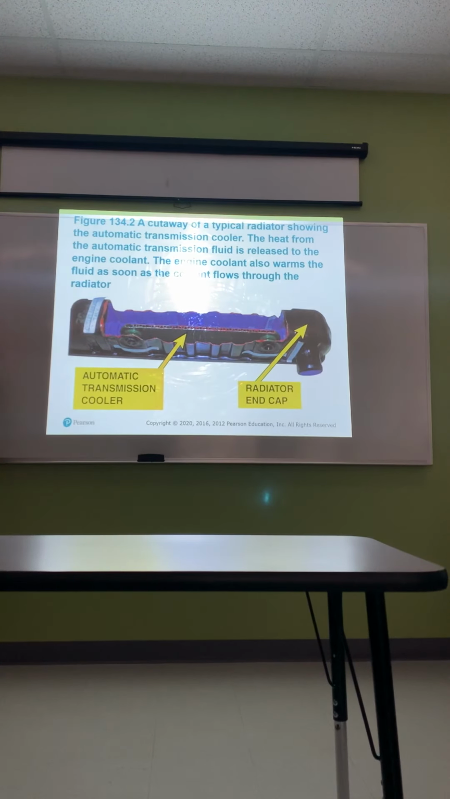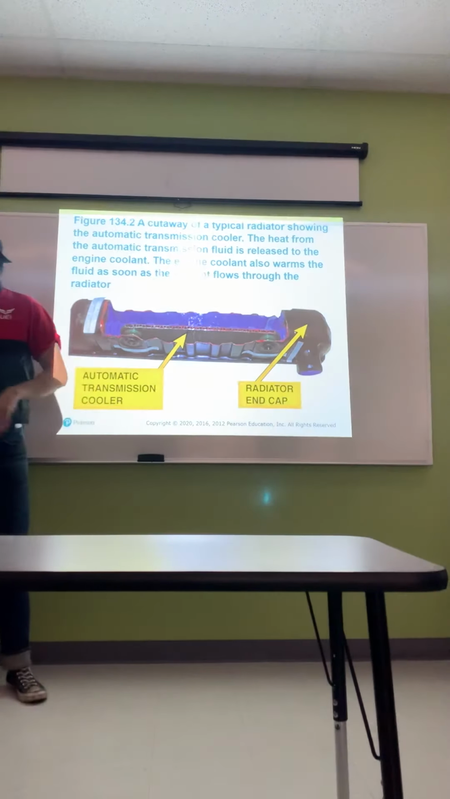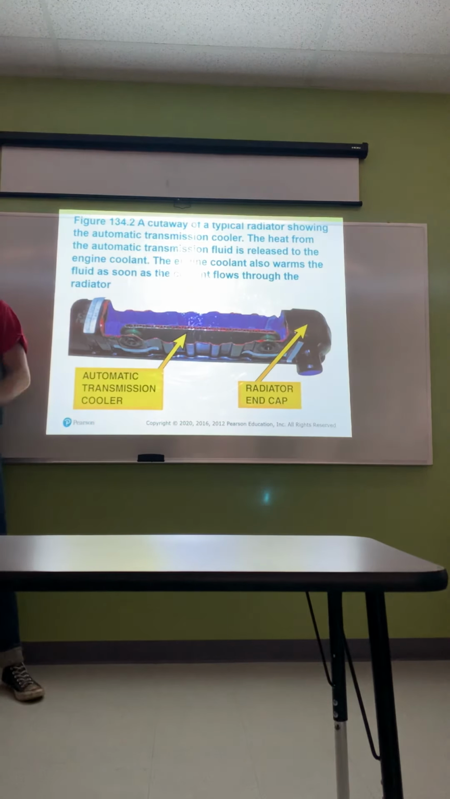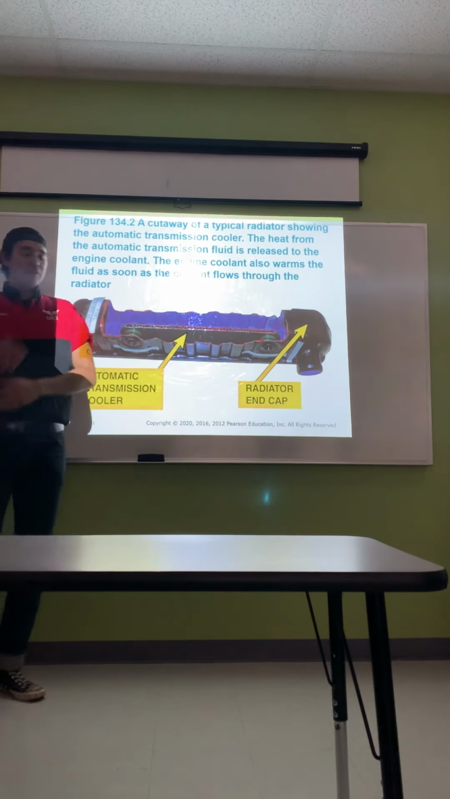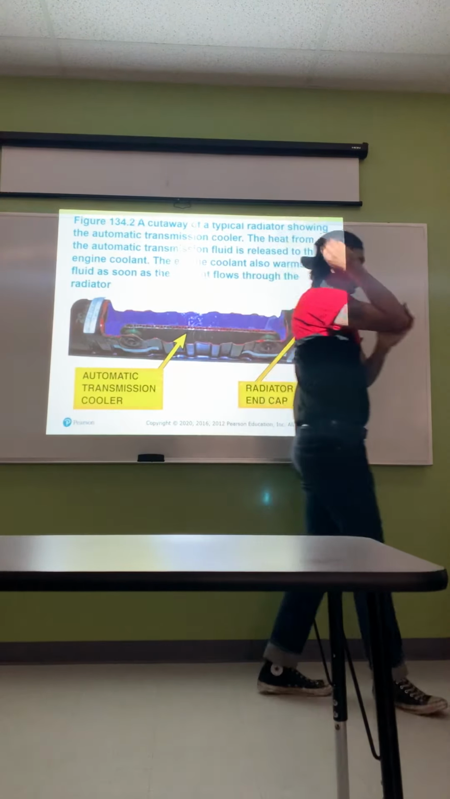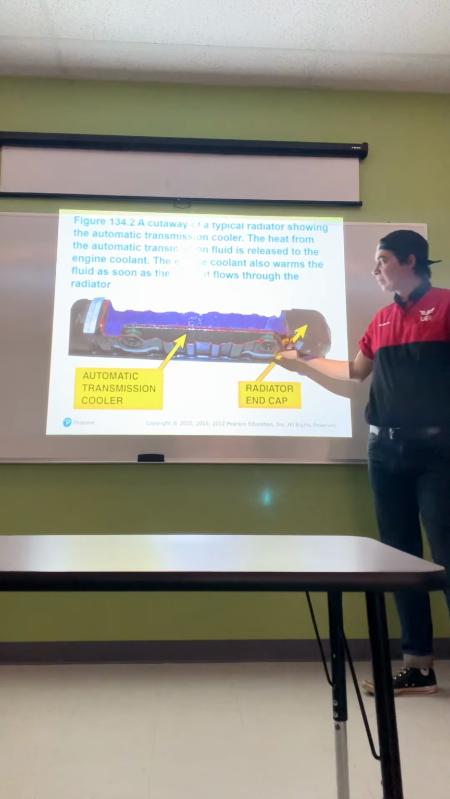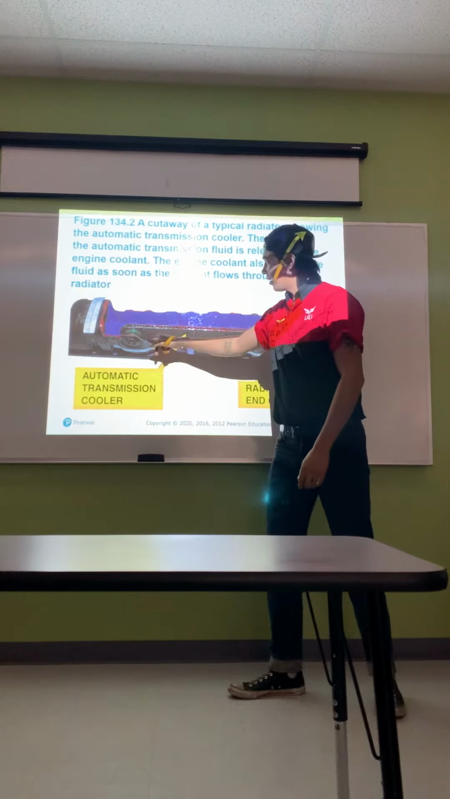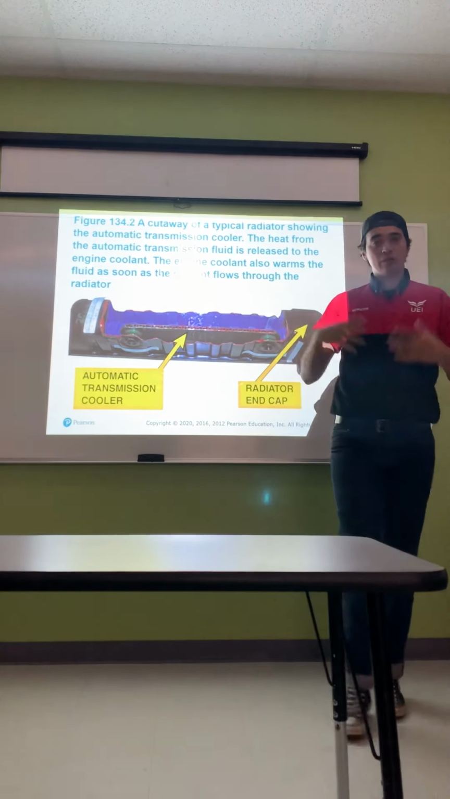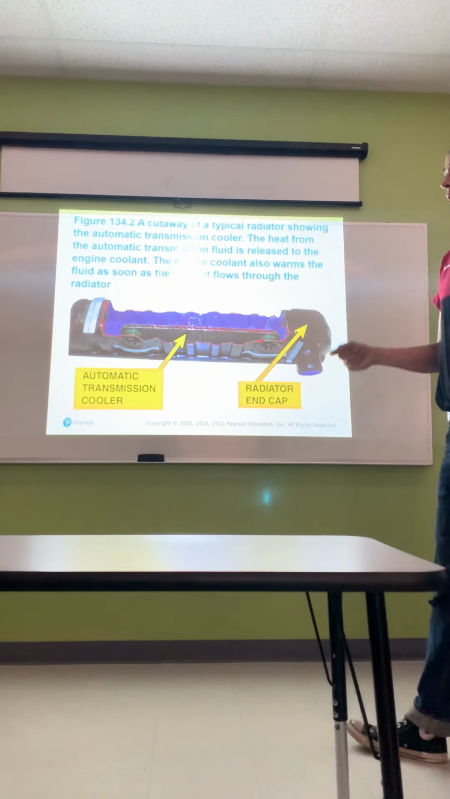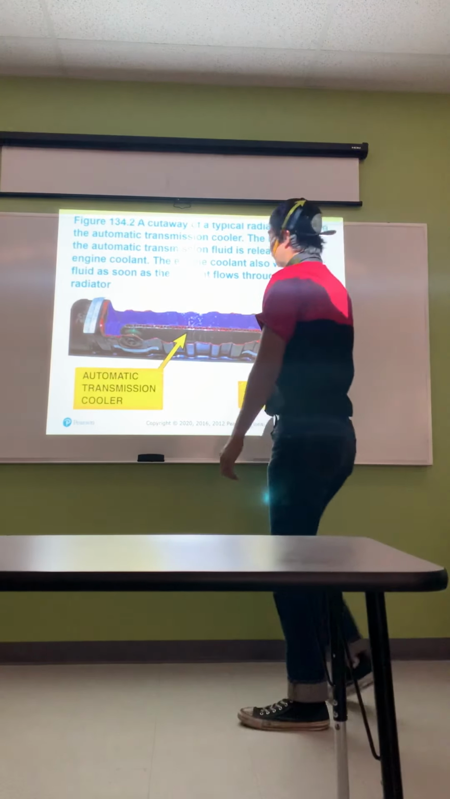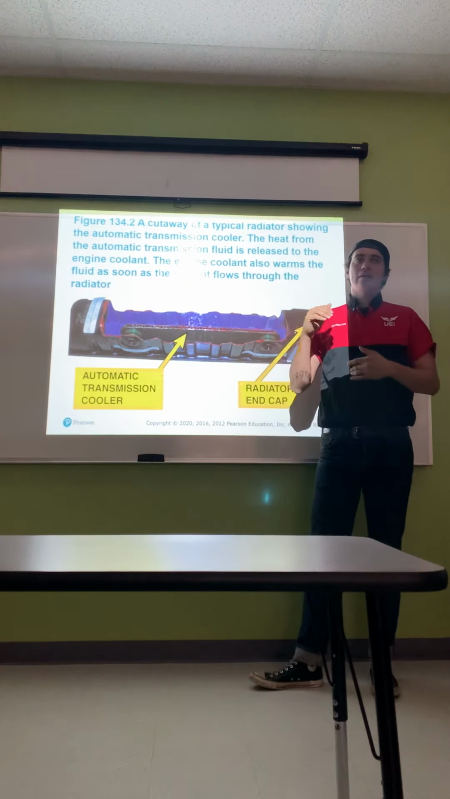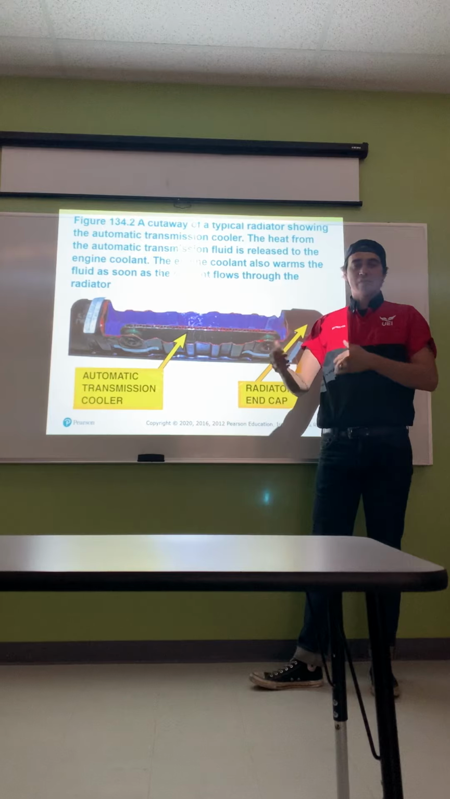A cutaway of a typical radiator showing the automatic transmission cooler. The heat from the automatic transmission fluid is released to the engine coolant. The engine coolant also warms the fluid as soon as the coolant flows through the radiator. Now there are two different types of transmission coolers. One of them is built into the radiator like so. As the fluid goes in and goes out, it's cooled down, and it's also warmed up. But we also have a separate style of transmission cooler.